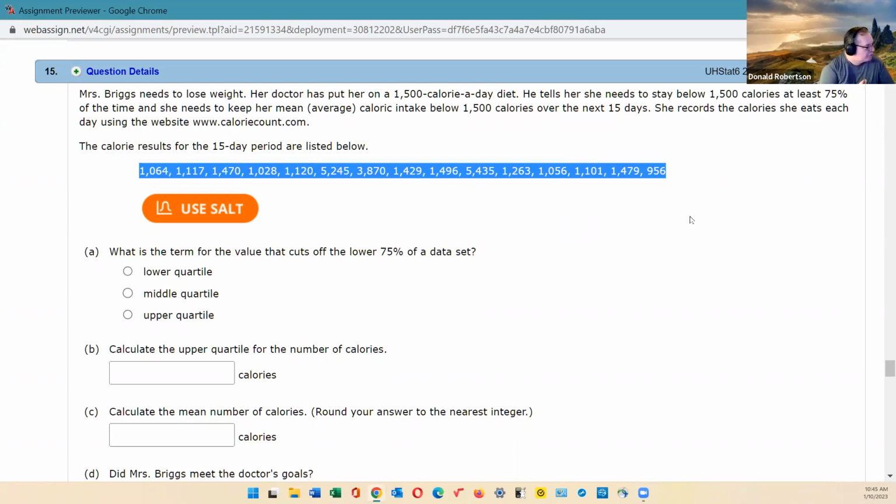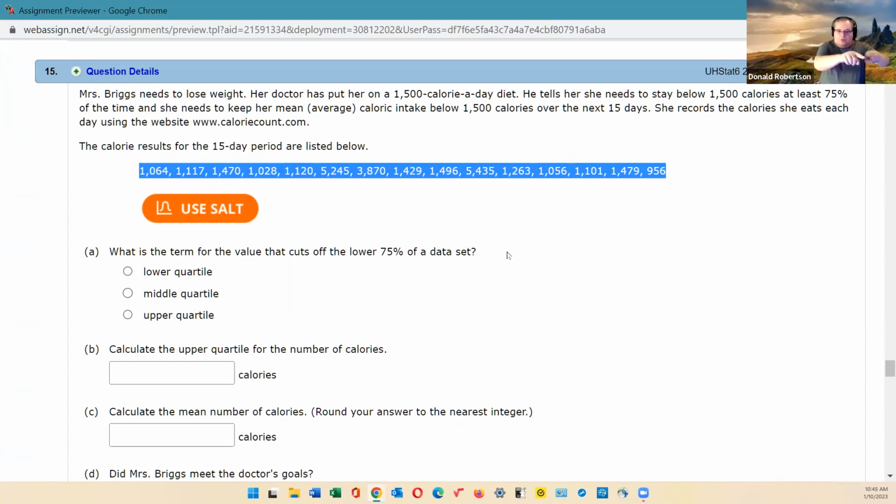So we are going to look at this data set and answer various questions, but not the more straightforward ones. They're going to phrase them in different ways. So this is going to be our last question for today. In what term, for the value that cuts off 75% of the data set?